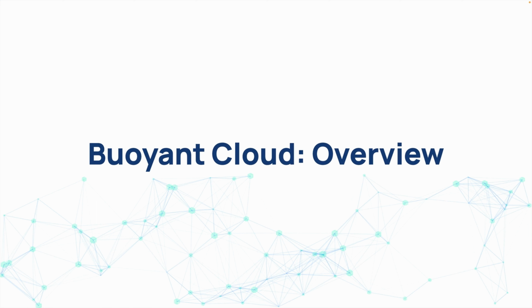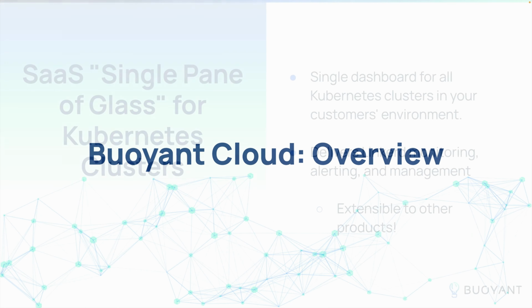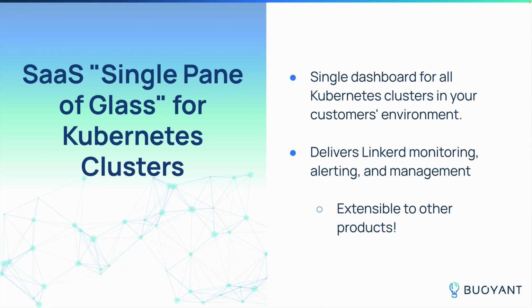With all that great stuff that's packed into Buoyant Enterprise for Linkerd, how do you make it better? Buoyant Cloud. We're going to use Buoyant Cloud for visibility in today's workshop. Buoyant Cloud is a one-stop shop for all your managed Linkerd service mesh needs, giving you monitoring, alerting, and management. Buoyant Cloud is also extensible to other products such as Datadog and Slack. We're going to get hands-on with Buoyant Cloud in our demonstration.